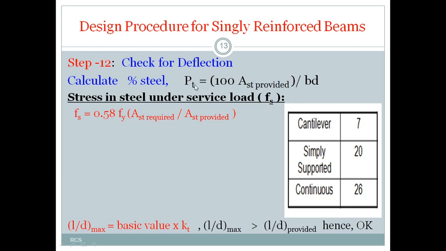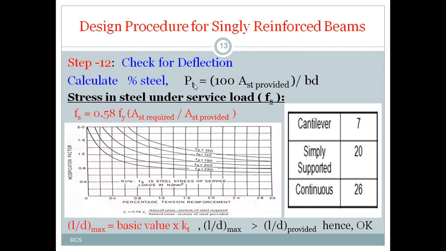According to that we can calculate PT, the percentage of steel. Then we have to calculate the stress in steel under service loads, that is FS, which can be calculated using the formula given in the IS code. FS equals 0.58 Fy into AST required by AST provided.